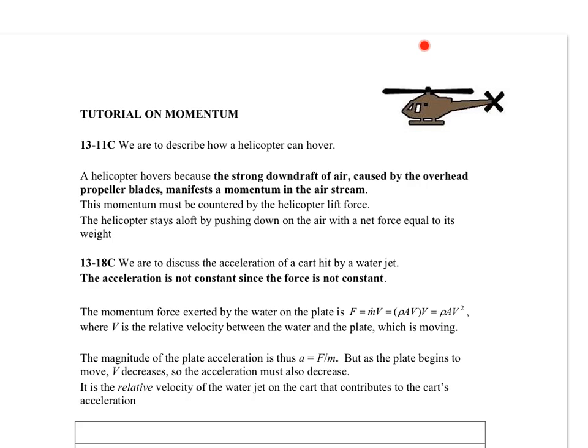The initial air before the helicopter is relatively stationary. After the helicopter, there is an increase in momentum. So because of the difference in momentum, the helicopter creates a downward momentum. Very important, it creates a downward increase of momentum.